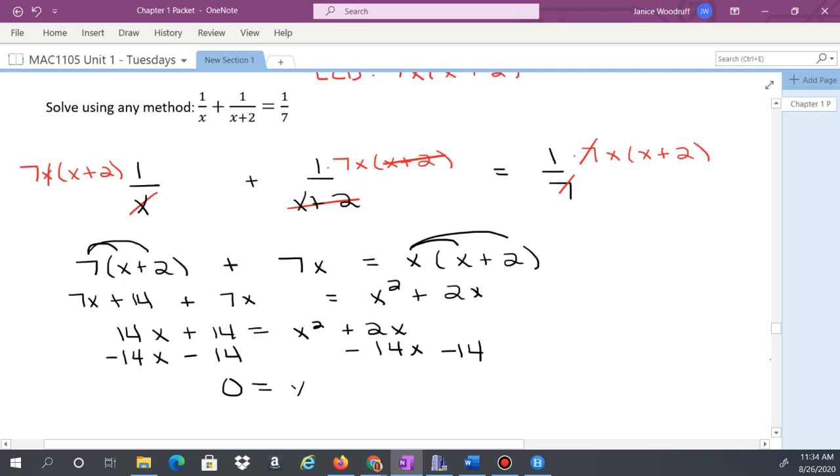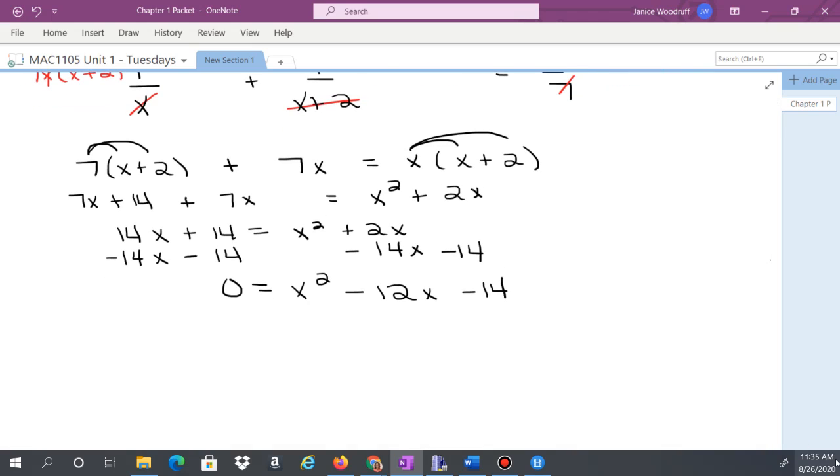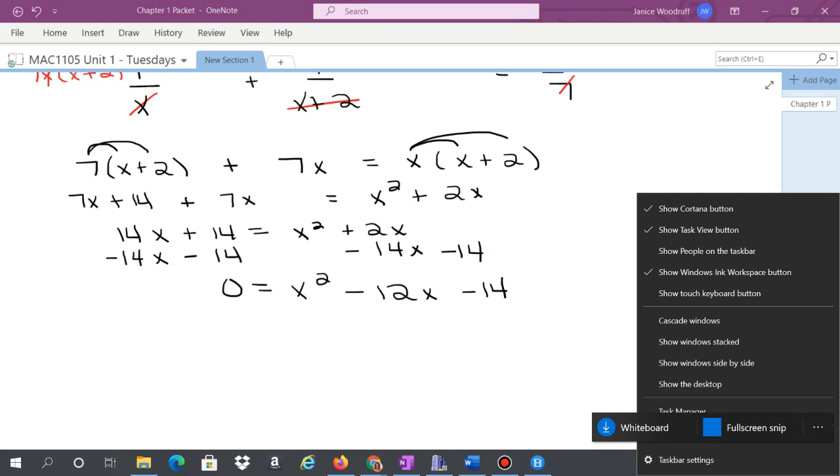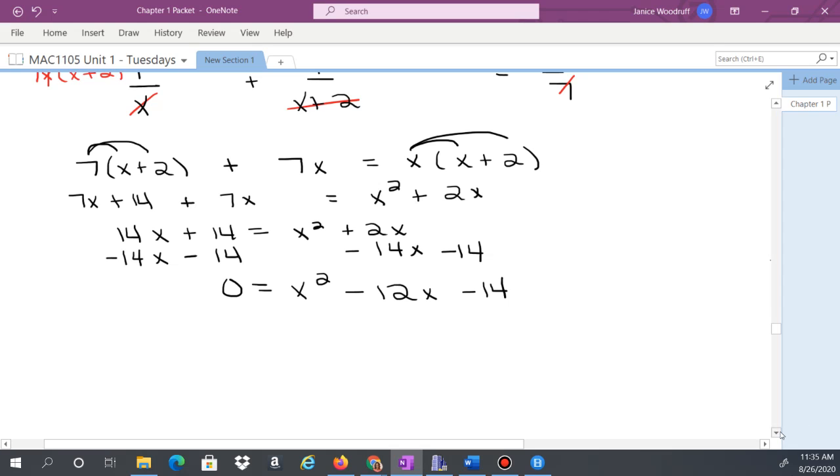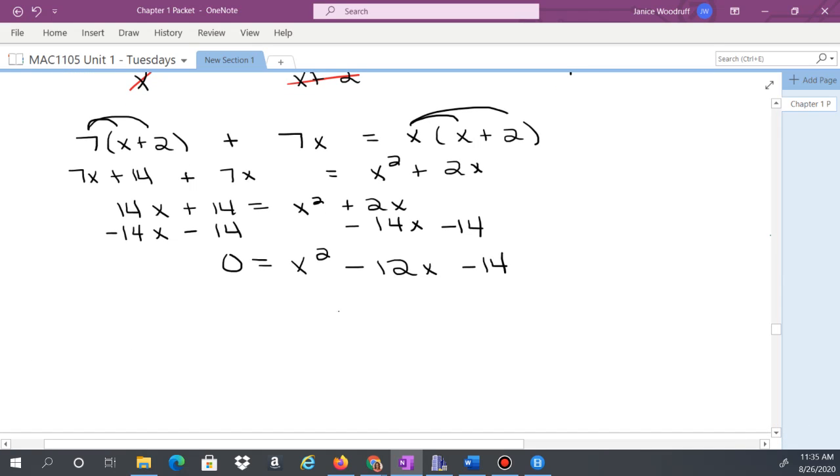And then here I've got x squared, 2x minus 14x is going to give me a negative 12x, minus 14. So now I have a quadratic, so I want to work on solving this. So let's see. Can I factor that? What's it going to factor to? I don't think I can factor that. 1 and 14 or 2 and 7. That's not going to work.